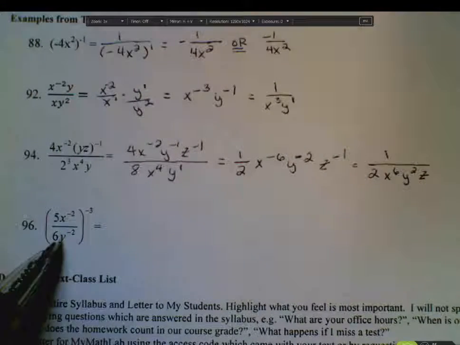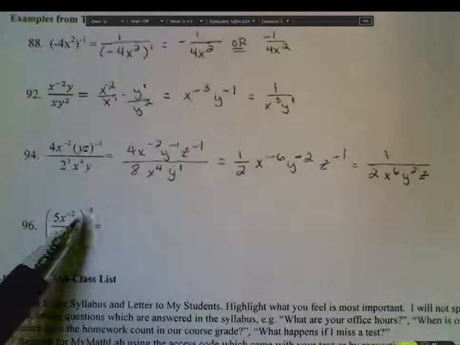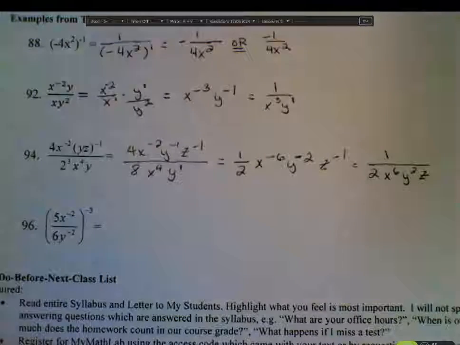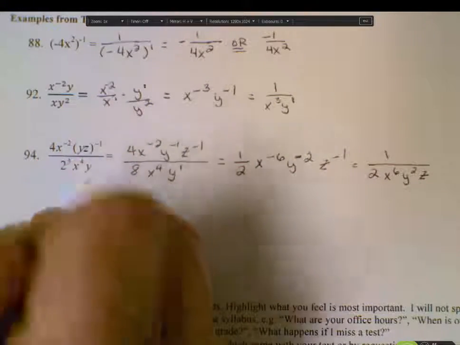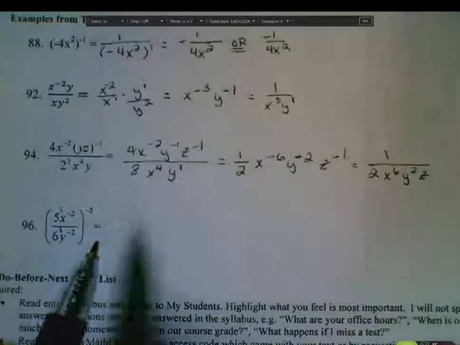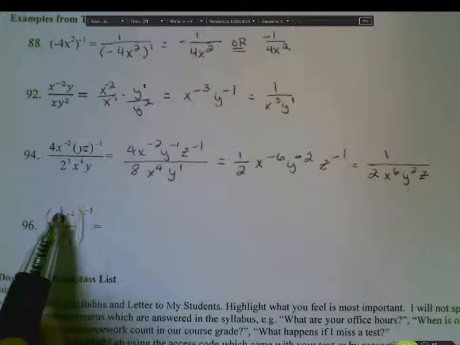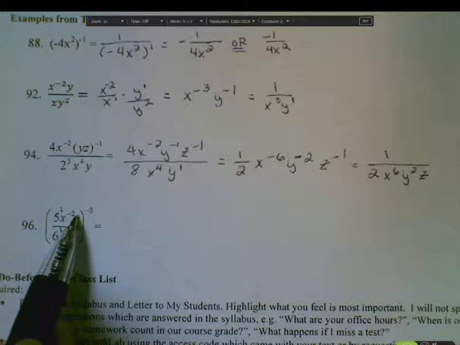But my first step, I'm just going to use the power rule that says when you raise a power to a power, you multiply those. I'm also going to keep in mind that the 5 and the 6 both have their own exponents. They both have exponents of 1. And that negative 3 has to be multiplied by the 1's, just like the negative 3 has to be multiplied by the negative 2 here.